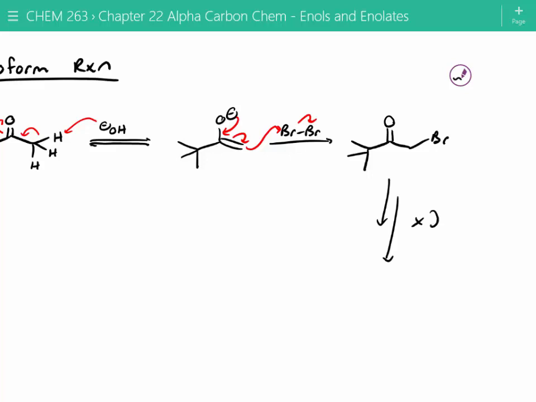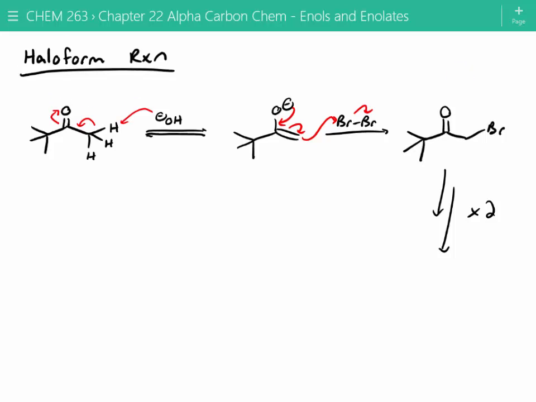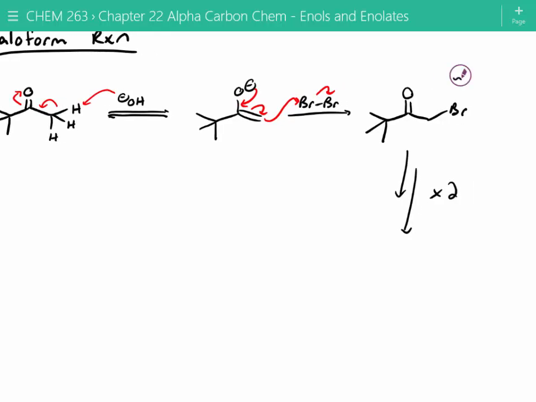And I'm going to just write times 2. We have 2 other alpha protons that we can continue to deprotonate and halogenate, right? So I'm not going to draw out all of those steps. But what I will show you is the intermediate that we get from this reaction.